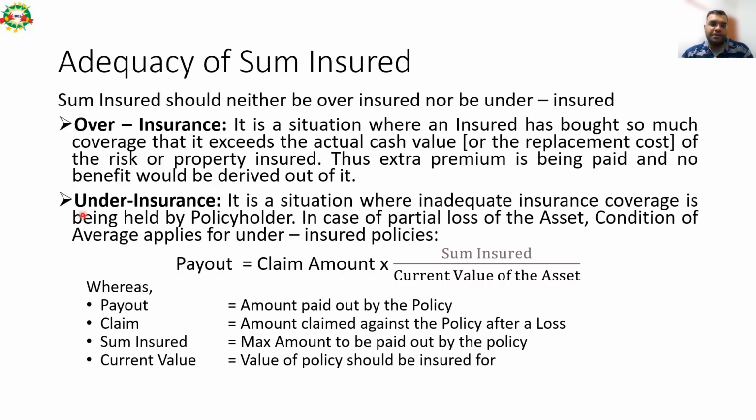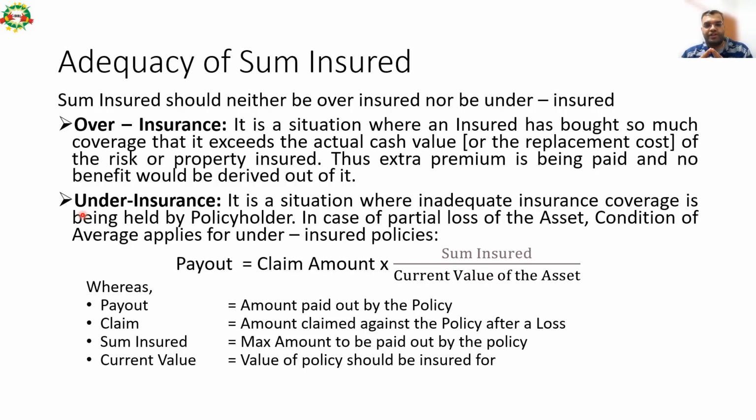Under insurance. It is a situation where inadequate insurance coverage is being held by the policy holder. So if my property value is 1 crore rupees, but I have taken an insurance policy for only 50 lakh rupees, that is called under insurance. That is why calculation of sum insured is very critical at the time of purchasing the policy.